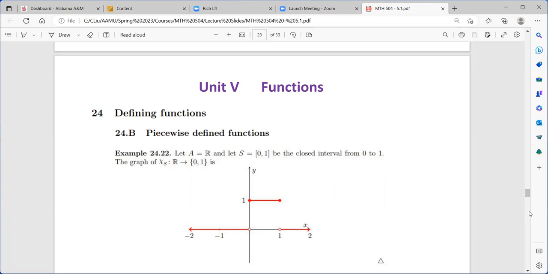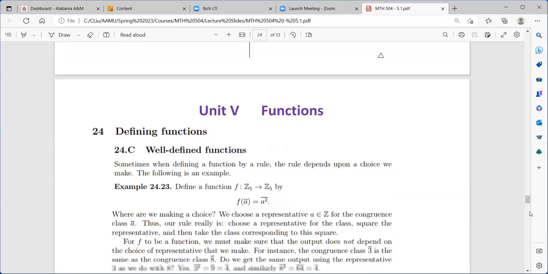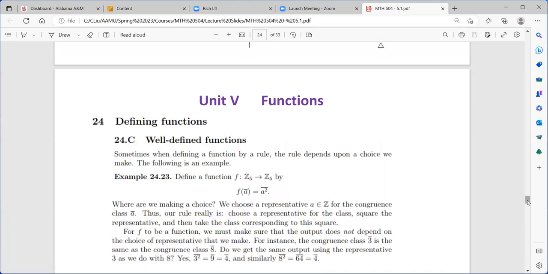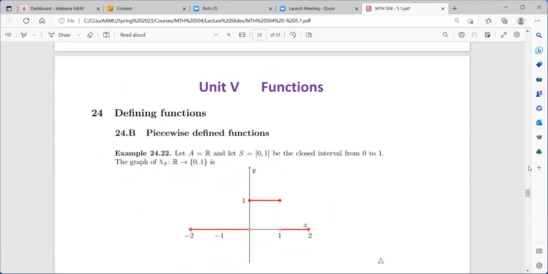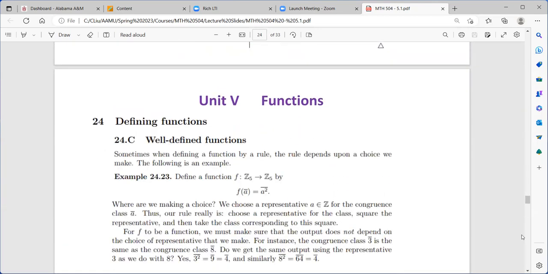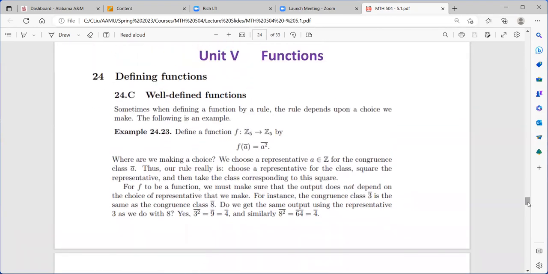Any questions? If no question, then we go to the next topic. It's called well-defined functions. Okay. Well, this is the important concept, a well-defined function.